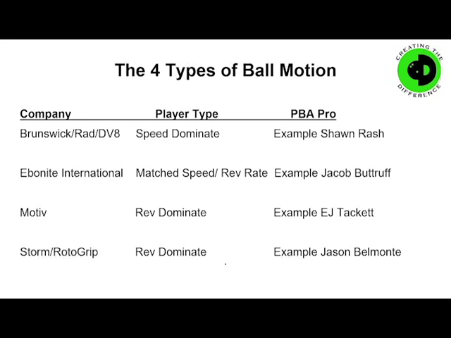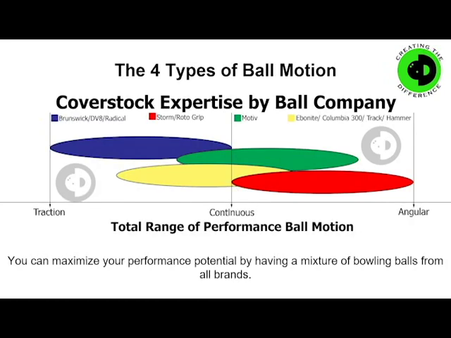From an Ebonite International standpoint, you think of somebody like Jakob Butturff, who is really matched from his speed to rev rate, and he has a lot of success with that brand. Then when you talk about the rev dominant people like an EJ Tackett, they're going to be a little bit more partial to the Motive brand, and then obviously the rev dominant for the Rotogrip Storm. The best example there is Jason Belmonte, who is definitely rev dominant and has a lot of success with that brand as well.